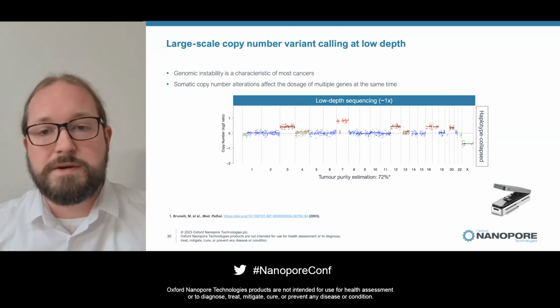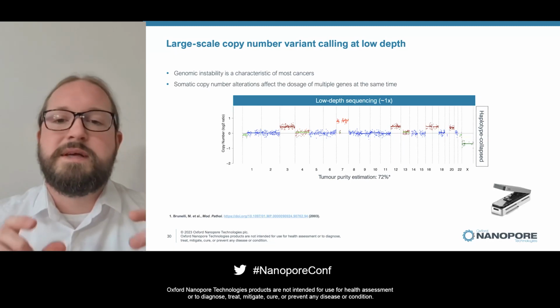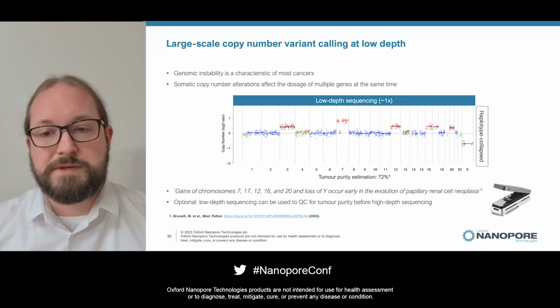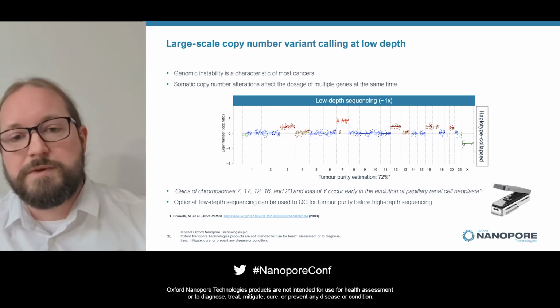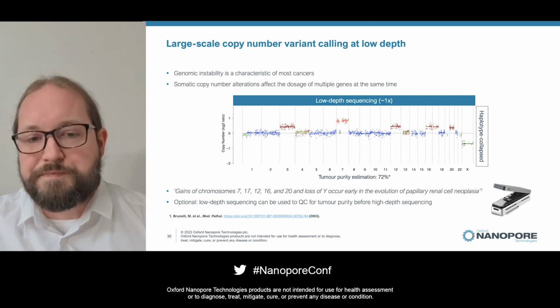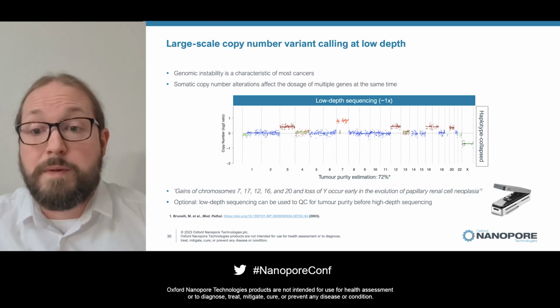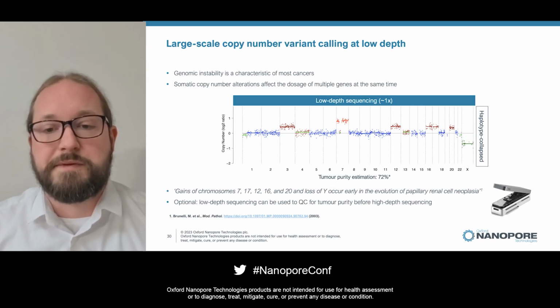What we can see here is the technical view. The more sample- or result-specific view is that for this sample, which is a kidney cancer sample, we know from the literature that gains of chromosomes like 7, 12 and 16 are well known to occur in these cancers. So what we see here makes a lot of sense.